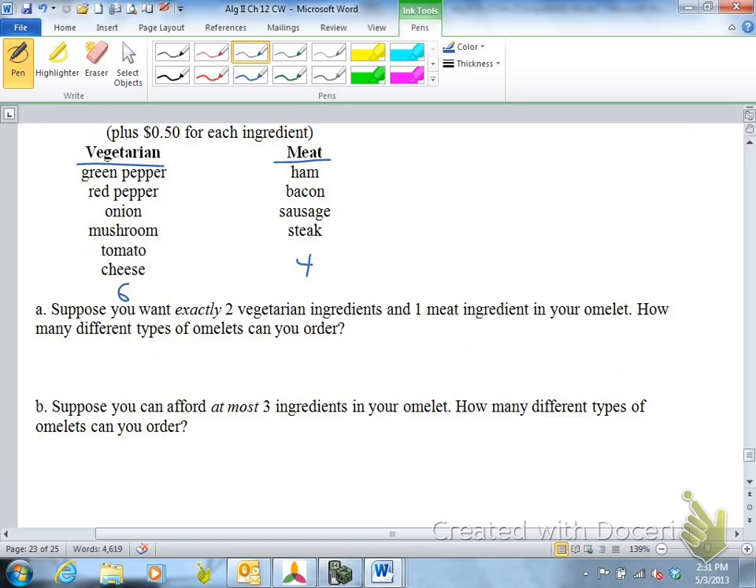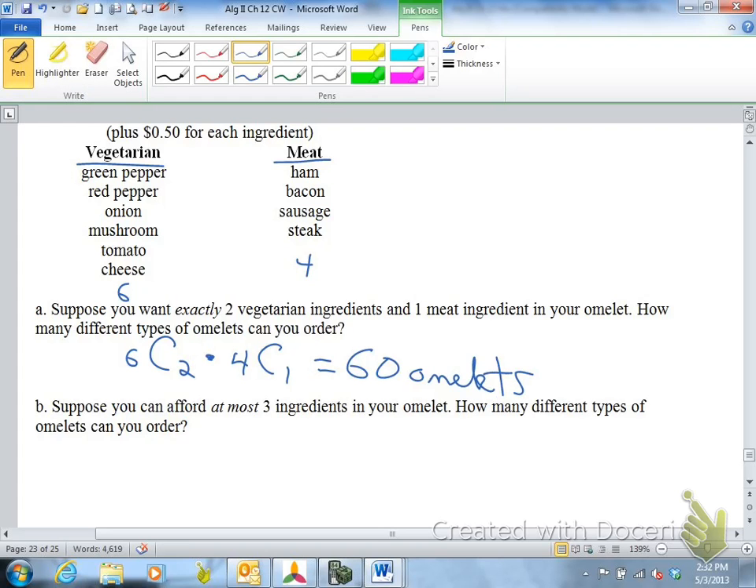So you have 2 vegetables, so you pick 6 choose 2. This is a combination because green pepper, red pepper is the same as red pepper, green pepper. It's the same omelet. So you have 6 choose 2 times, and you have 4 meat ingredients, so it's 4 choose 1. And you would get, so there are 60 omelets that you could order with that.